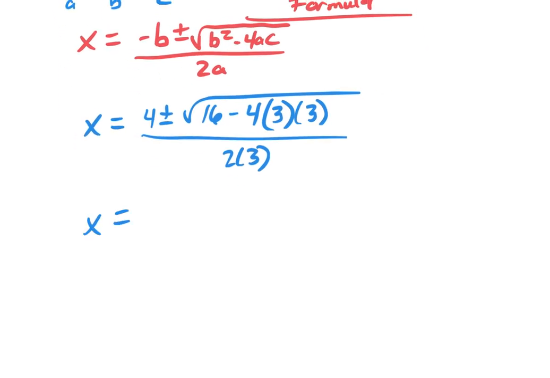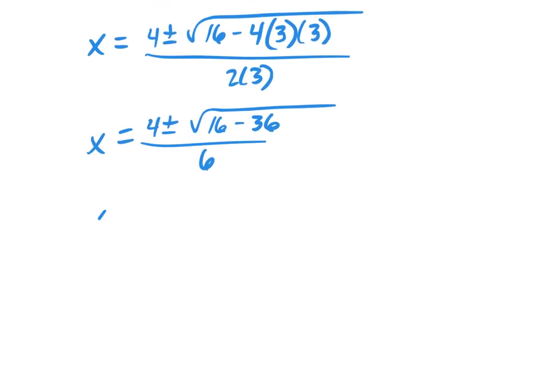Okay, so now we've got to simplify this. When we simplify this, we have to do order of operations. 4 times 3 is 12. 12 times 3 is 36. So this is 16 minus 36 all over 6. 16 minus 36 would be -20.